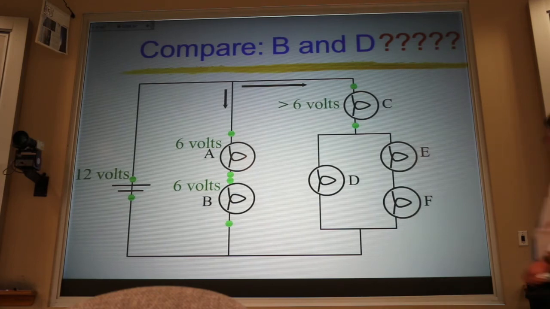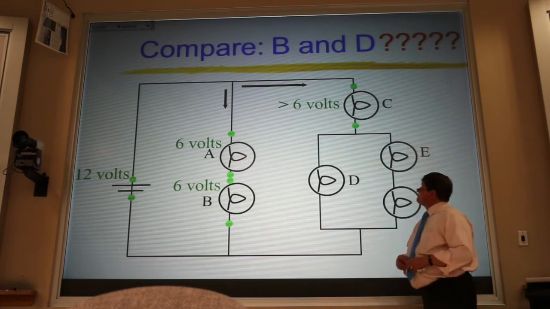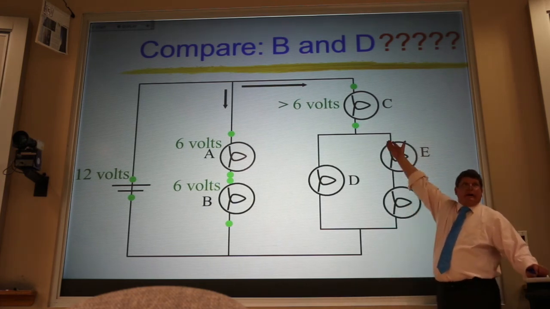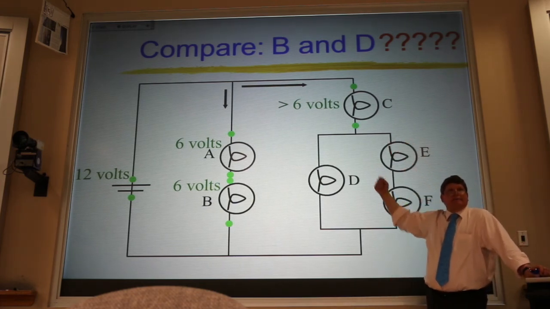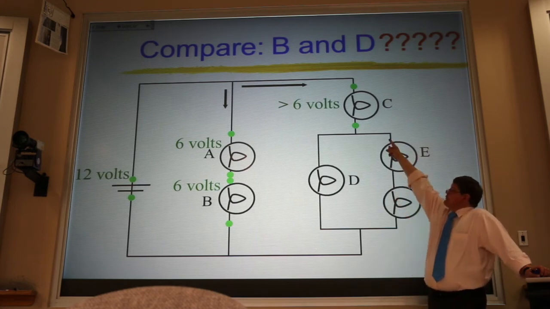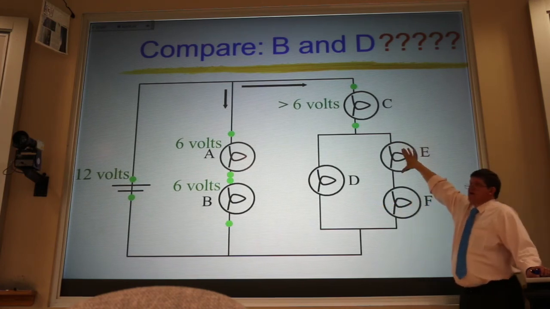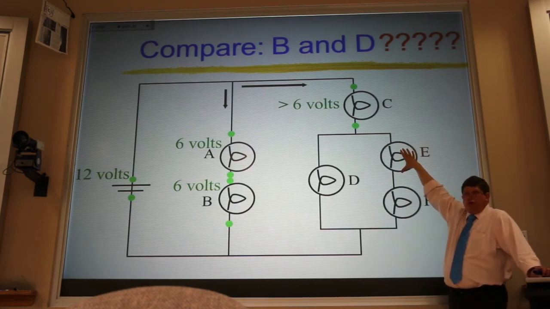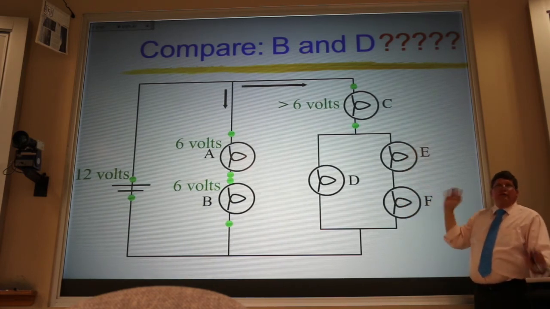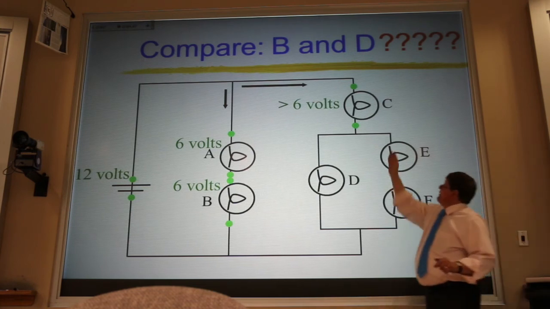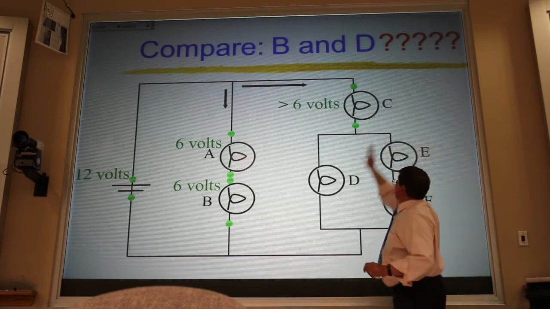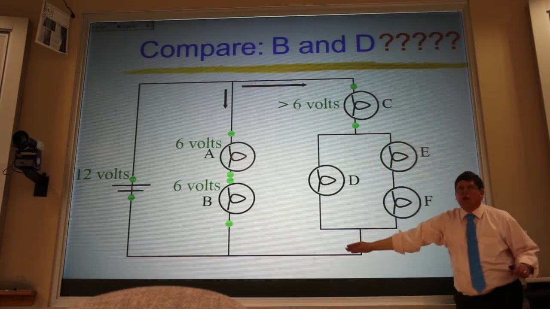Now, I'm going to put a number to that. 8. I made that up. I pulled it out of my right ear. Okay? If that's 8 volts, what's that? 4. Four. And what's it across this bulb? Two. And two. Every path has to add up to 12. That would be 8 plus 4 is 12. 8 plus 2 plus 2 is 12.